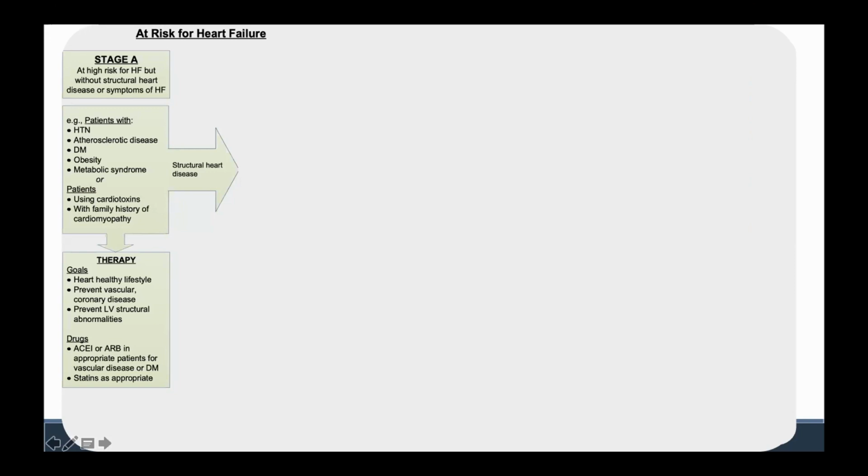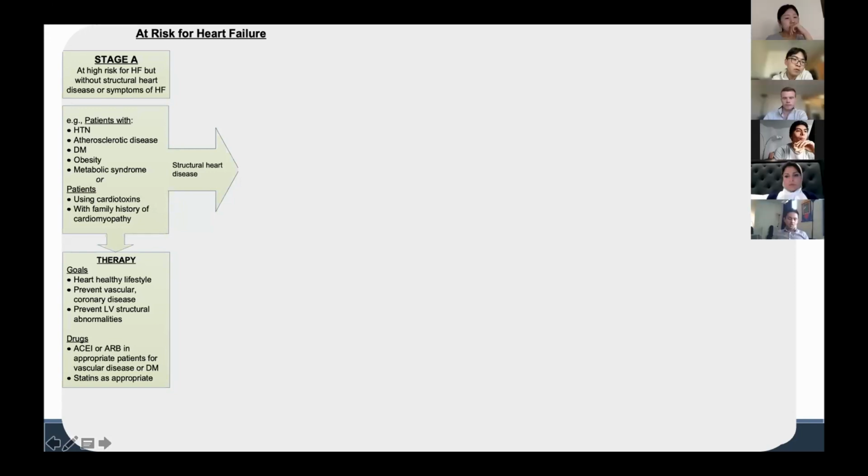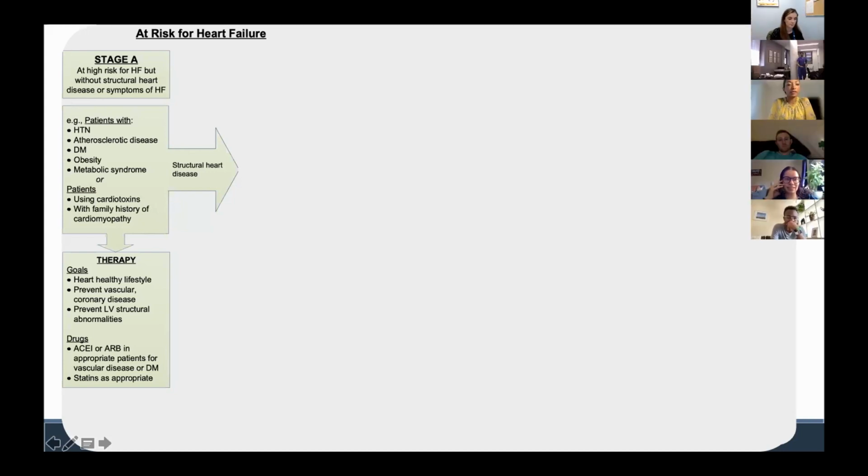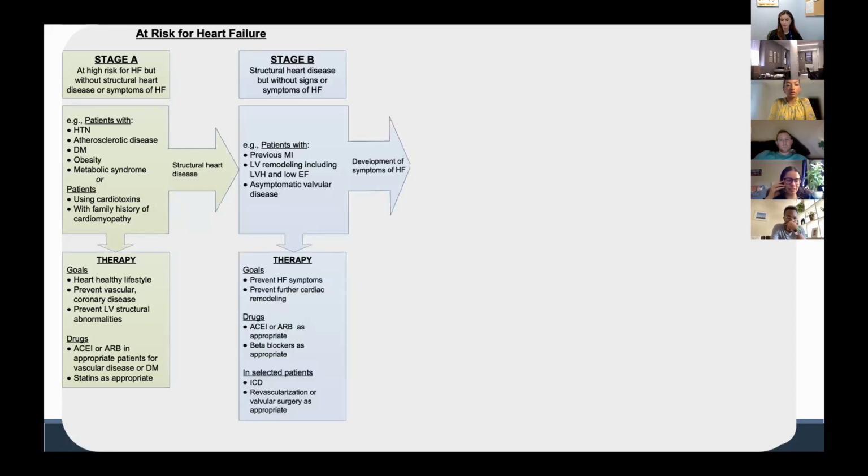Stage A heart failure is patients who are at risk of heart failure but don't have any structural heart disease or symptoms of heart failure. So these are patients with hypertension, for instance, atherosclerotic disease, diabetes, obesity, or patients who have a history of using cardiotoxins or family history of heart failure. Stage B heart failure is when you have structural heart disease, but without any signs or symptoms of heart failure. So these are patients who've had an MI or LVH, low EF, essentially LV remodeling or asymptomatic valvular disease.